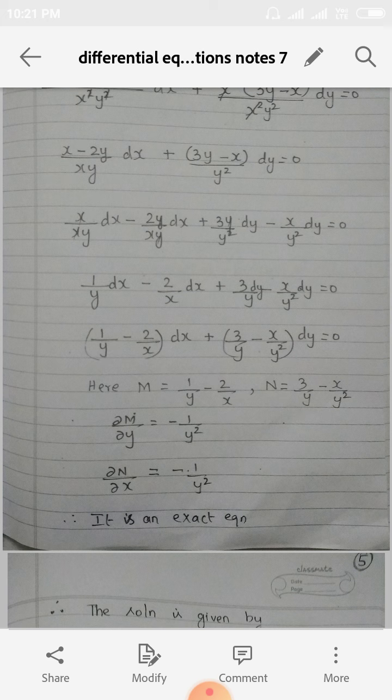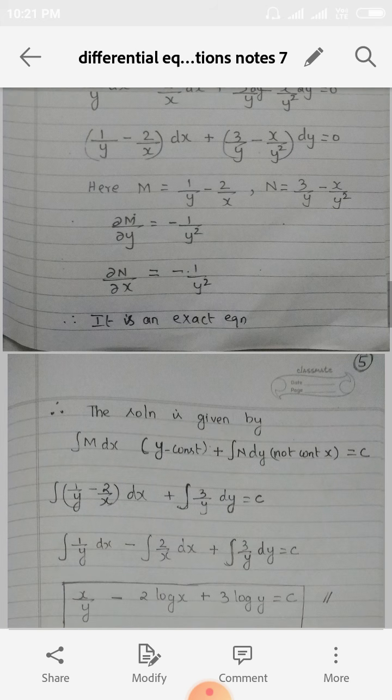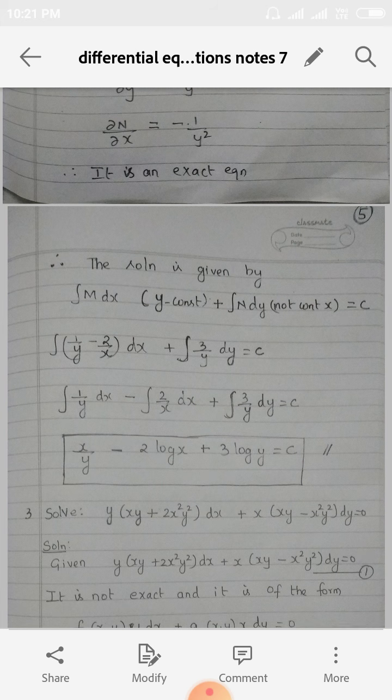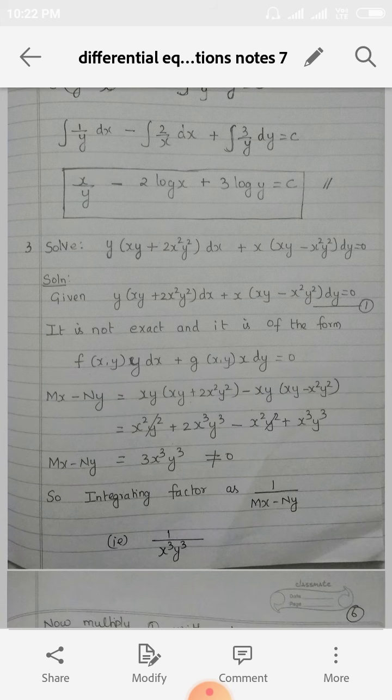And now see the terms here in this problem, we get M and N, and check whether it is an exact equation, that is dou M by dou y equals dou N by dou x. So it is an exact equation. So in this exact equation, the solution is integral M dx, where y is constant, and integral N dy not containing x is equal to c. After integrating, we get the value x by y minus 2 log x plus 3 log y is equal to c.